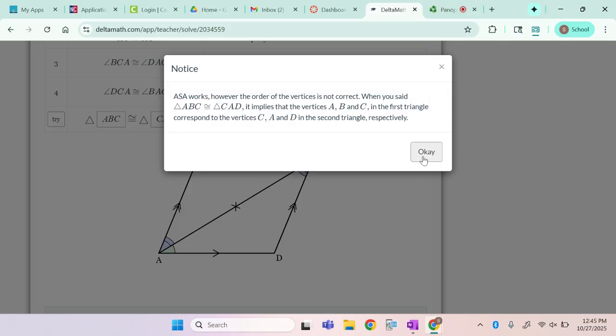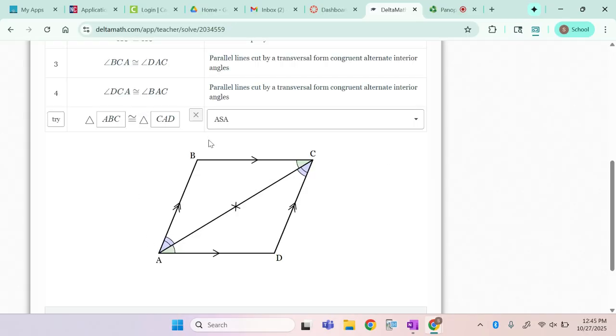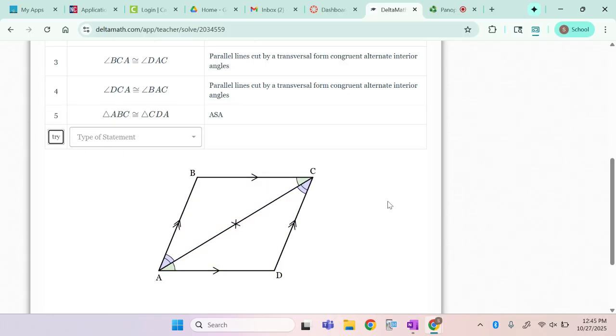And ABC, oh, it's CDA. You gotta make sure that you write the congruent parts in the right order. So now we proved that the triangles are congruent.